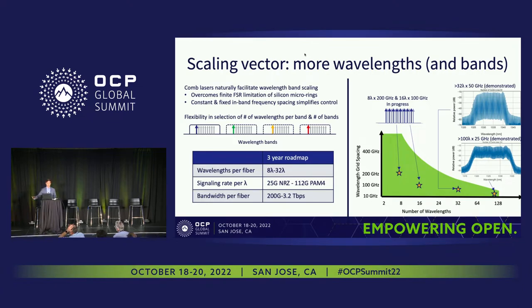And so what this gives you is the flexibility to really go wide and parallel in the optical domain, or if you want, go a little bit narrower and faster, depending on what the electrical interface is. In general, our roadmap is to develop the technology platform so that we can support anywhere from 8 to 32 lambdas per fiber, and signaling rates up to 112G PAM4, and so that will give us, at the high end of that range, 3.2 terabits in a single fiber.